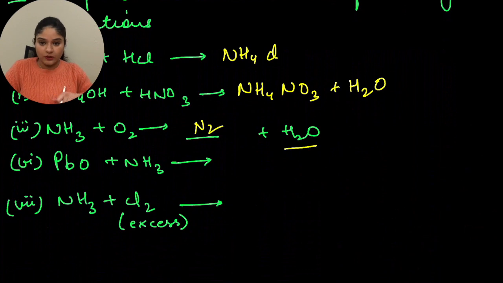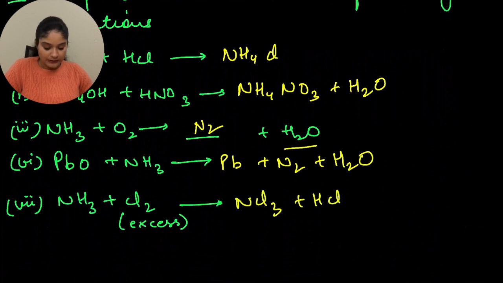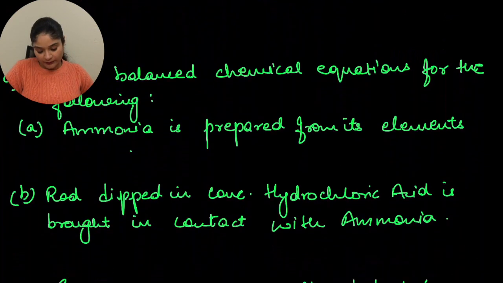So we covered this equation today as well. This will give you lead plus nitrogen plus water. The next is ammonia plus chlorine, and in this case your chlorine is in excess, so that will give you NCl3 plus HCl. Let's move ahead to the next question.